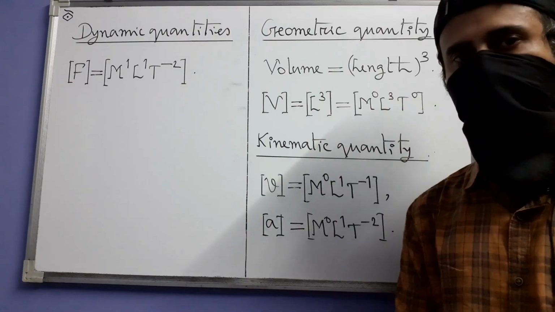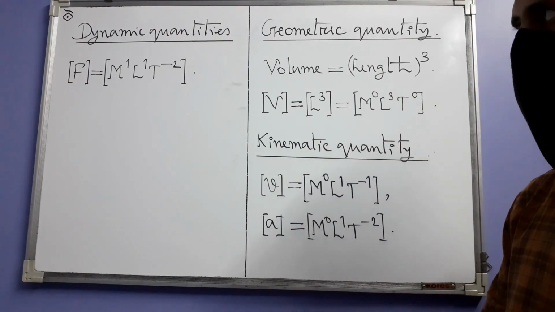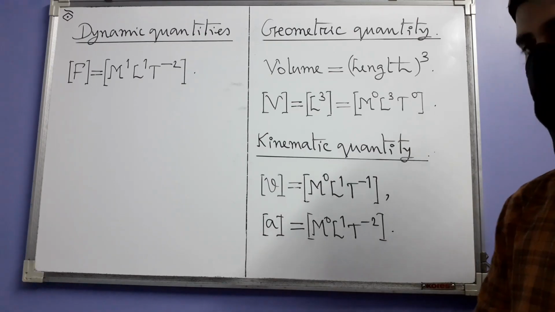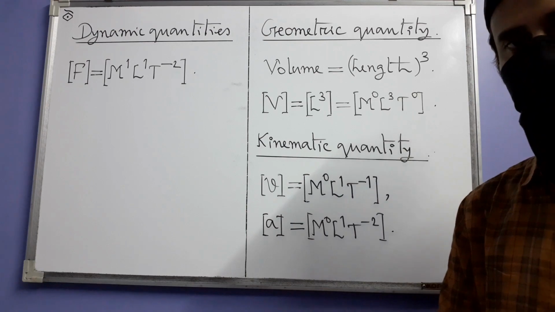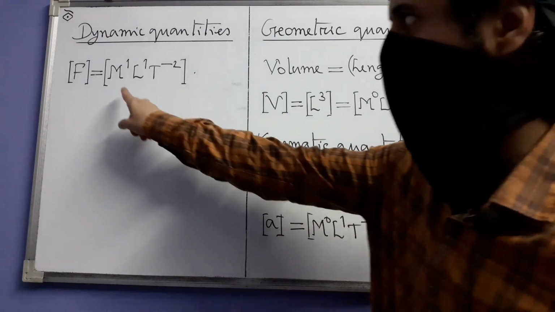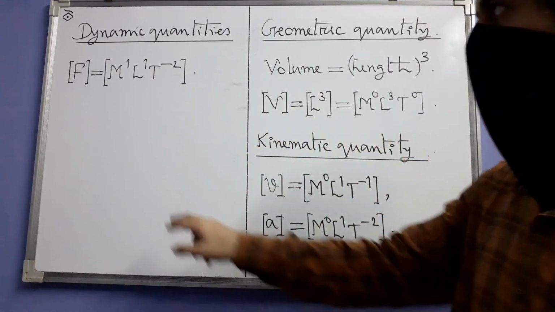And that next type is dynamic quantities. Quantities where mass also plays a role. Mass, length and time, all of them play their roles. For example, force. Force has this dimension. You do understand how it is coming, right?